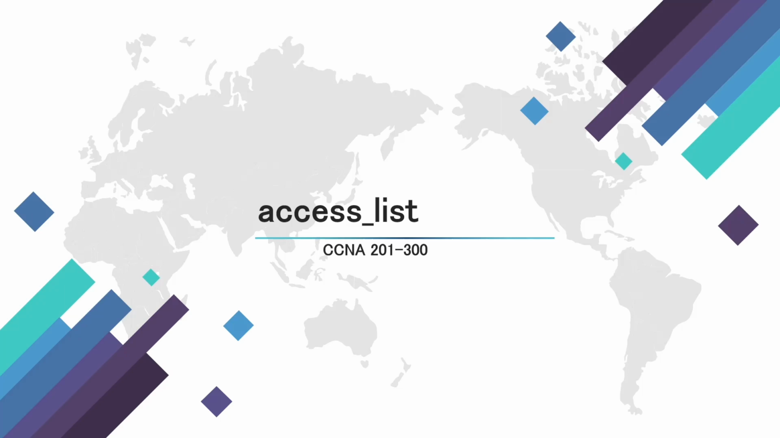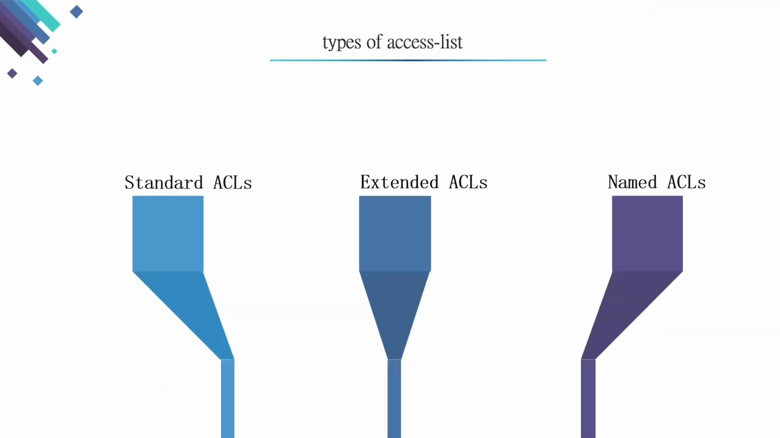There are different types of access lists. An access list is a list of permits and denies that will be applied in your routers or firewall. The types are standard, extended, and named, and we will see the difference between them in the configuration when we configure the lab.